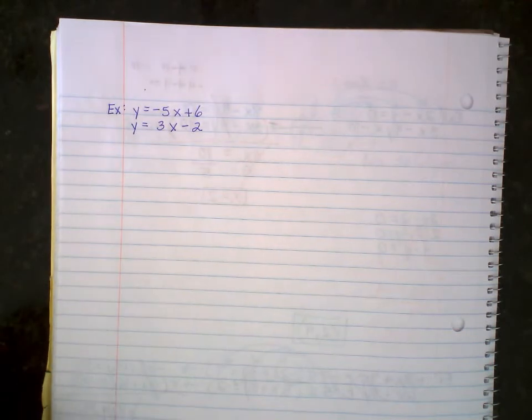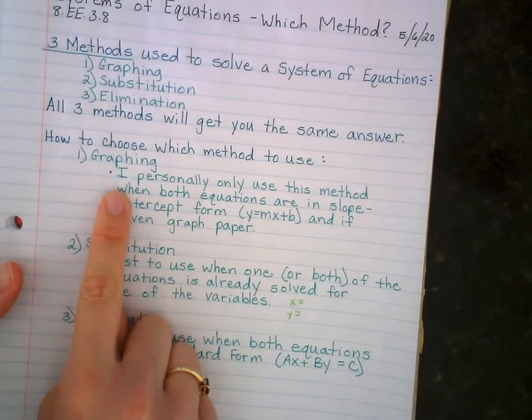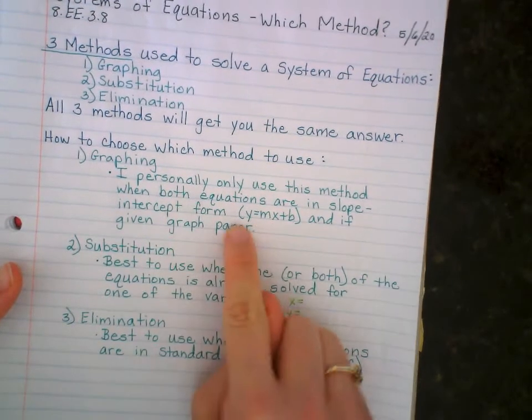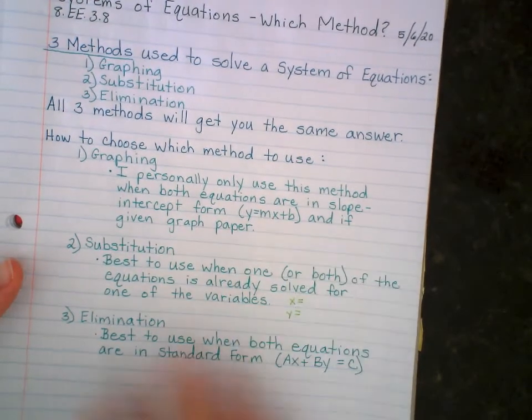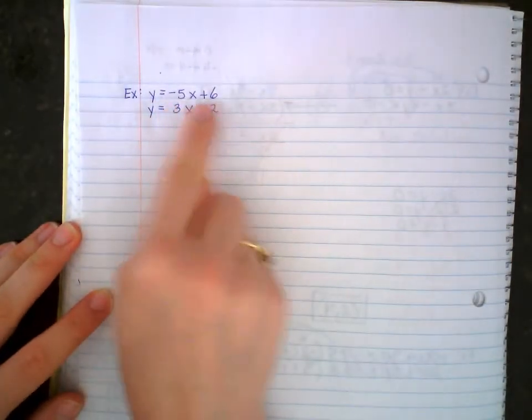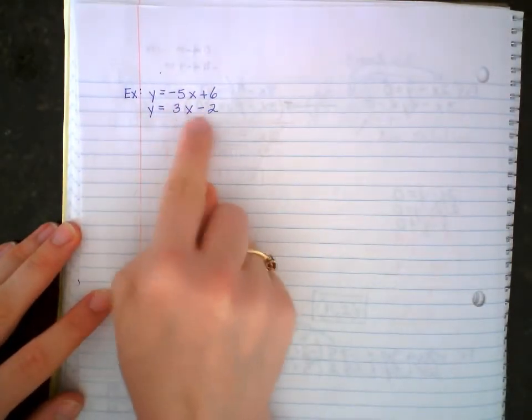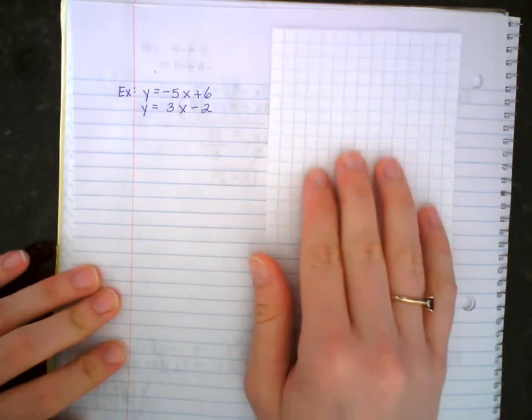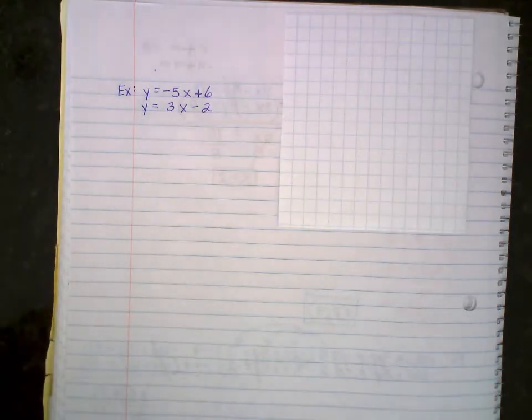Now, both equations, immediately think: let's look at the other page. Graphing. Are both equations given to us in y equals mx plus b form? Y equals mx plus b, y equals mx plus b. Yes. So if you have graph paper and you like to graph, go for it. Do it with graphing.